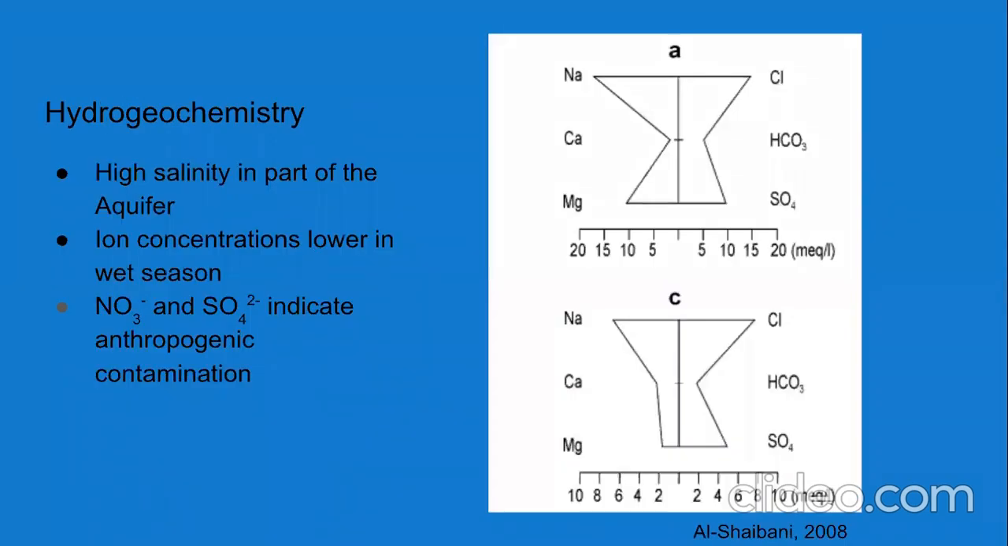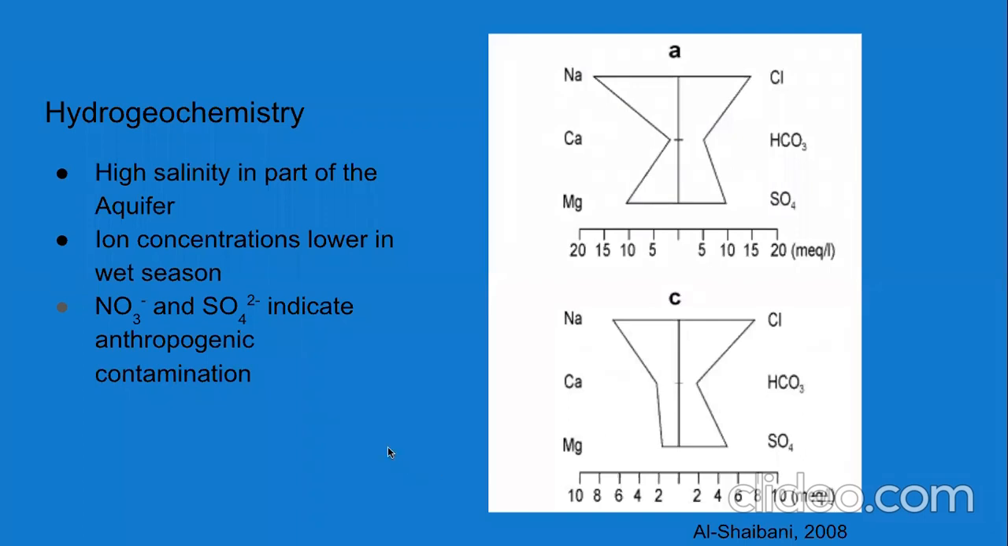In terms of hydrogeochemistry, salinity is very high in part of the aquifer because of high evaporation near the surface, and also saltwater intrusion. Iron concentration is lower in wet season, as you can see here. The top diagram shows the concentration in dry season, and the bottom diagram shows the concentration in wet season. And as you can see here, all the major ions decrease pretty significantly, although the salinity is still pretty high in this case.